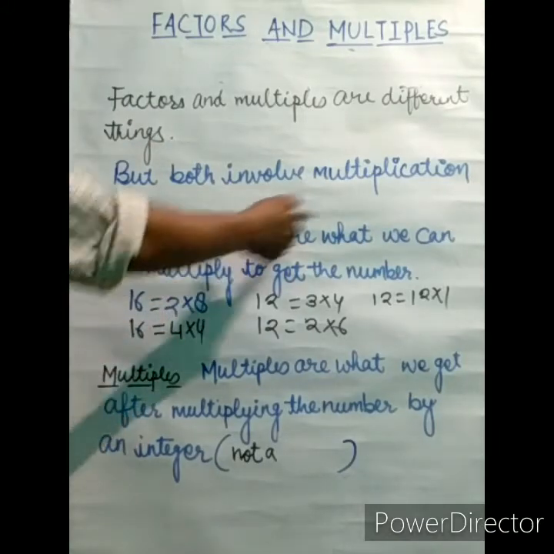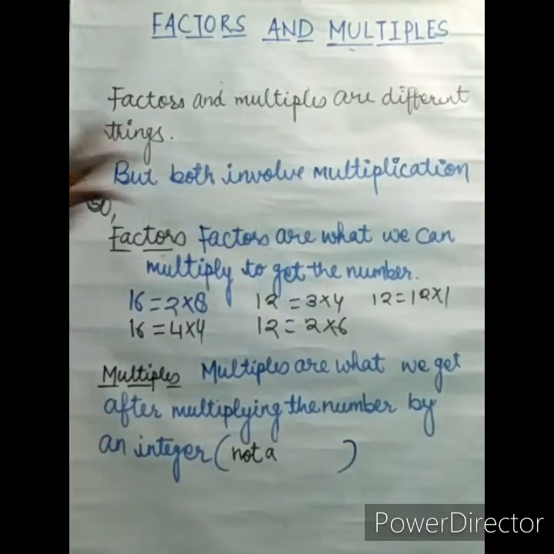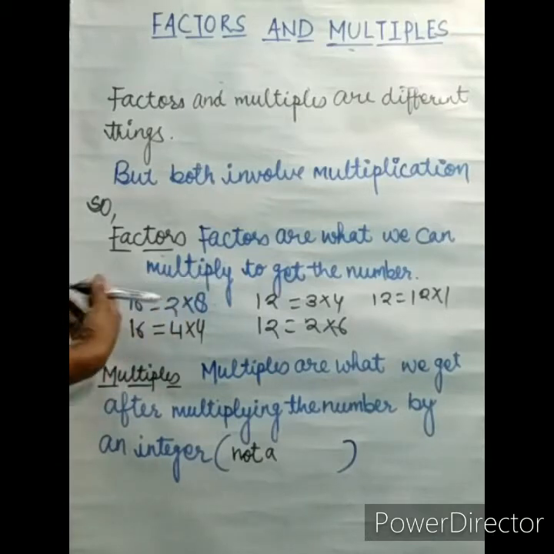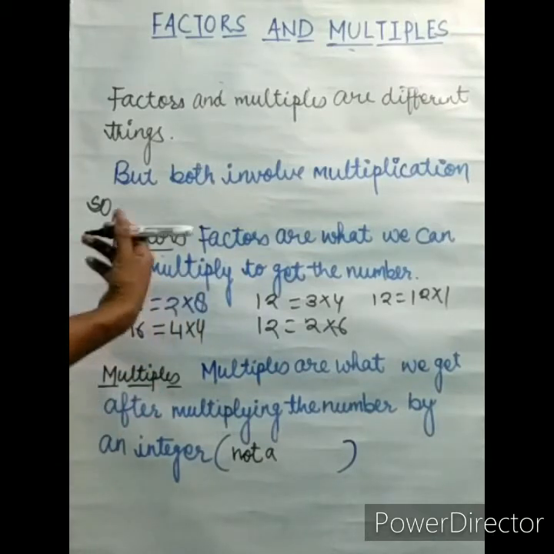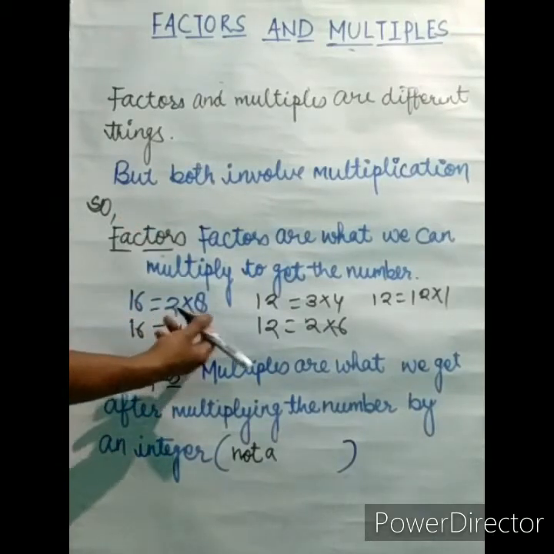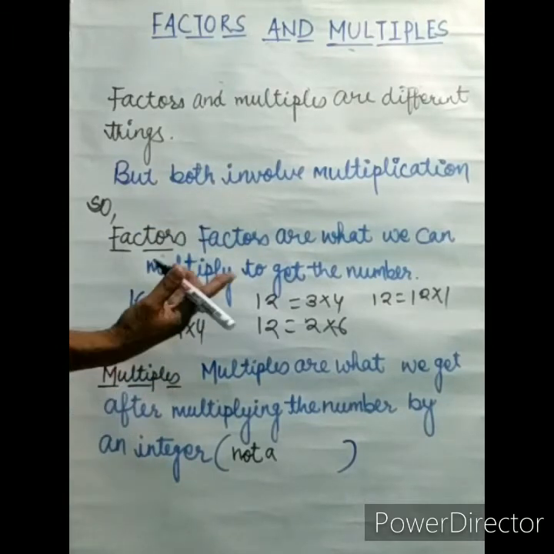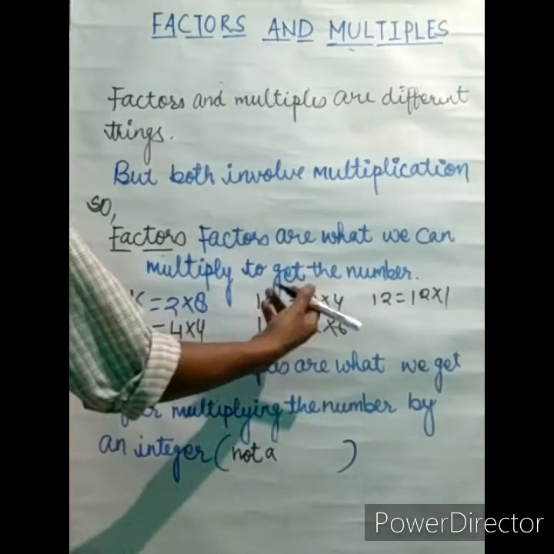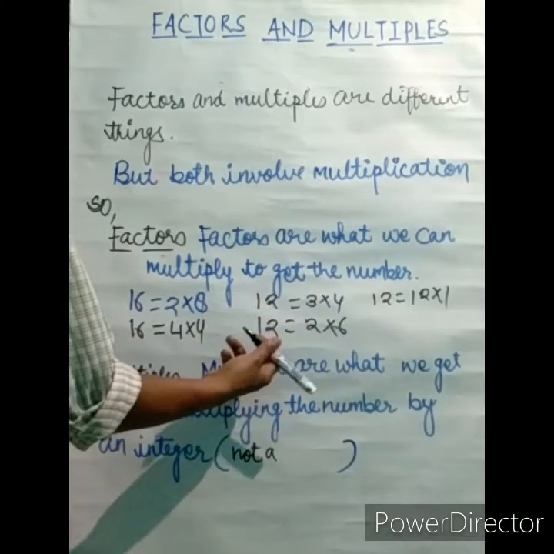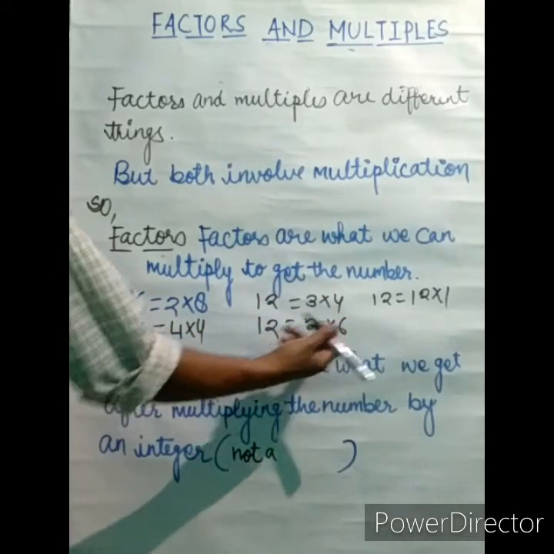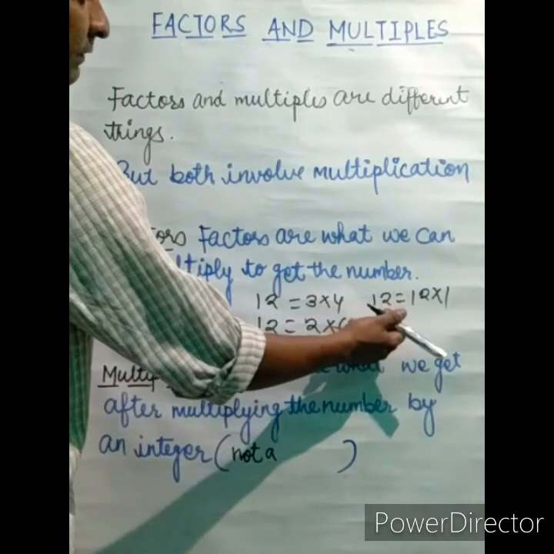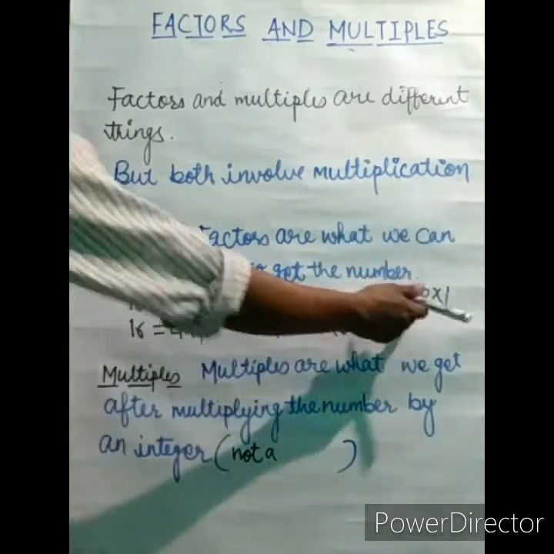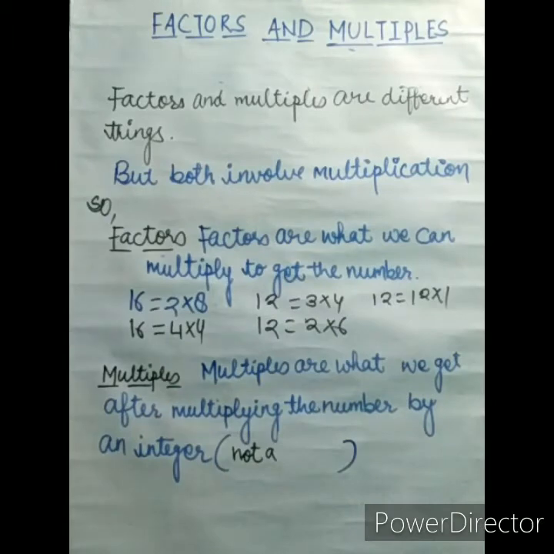So to get a number, the two numbers you multiply are called the factors of the given number. If you want to get 16, 2 into 8, 2 and 8 are factors of 16. For 16 we can write 4 into 4. For 12, 3 into 4, 3 and 4 are factors of 12. 2 into 6, 2 and 6 are factors of 12. 12 into 1, 12 and 1 are also factors of 12.